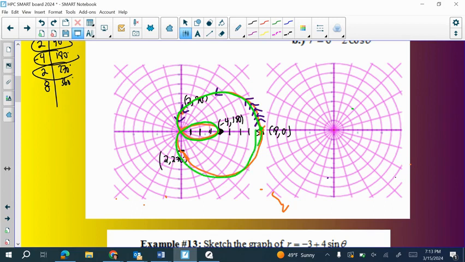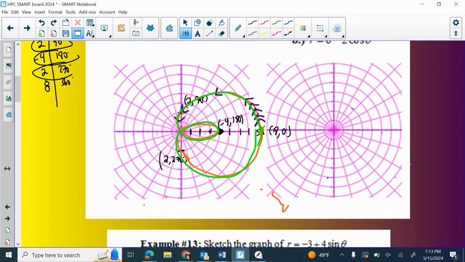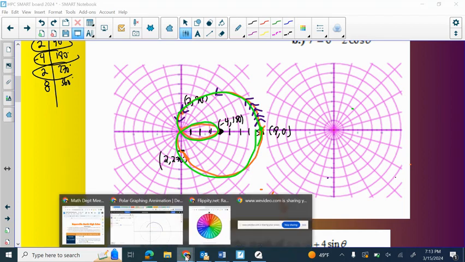Okay, so I want us to know that limacons and cardioids are very much related, but it just depends on if the coefficients are identical or if one's greater than the other. So as we start graphing these, it's okay to look at Desmos, but our goal is to be able to graph these without the aid of a calculator or graphing device.